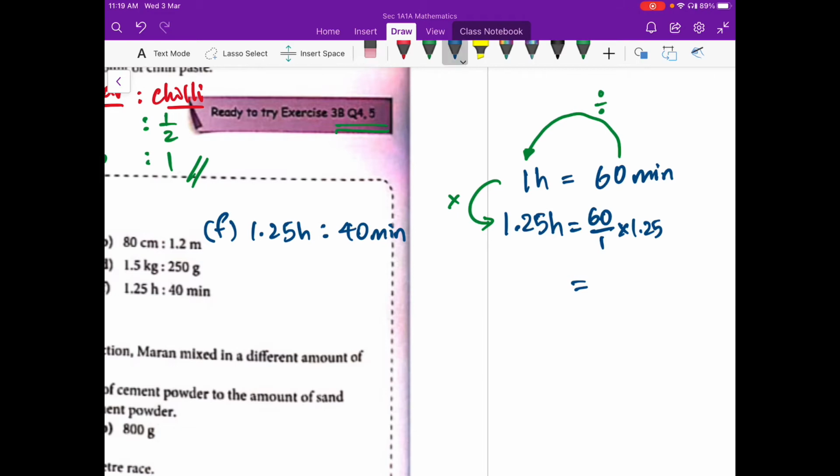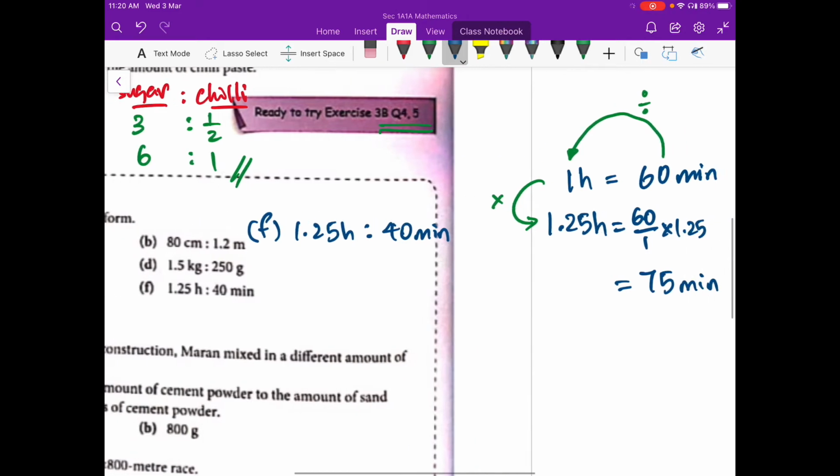You don't have to stress yourself over, wow, 1 hour is 60 minutes, how about that 0.25? 0.25 is how many minutes? Just use this method. So 60 divided by 1 and you multiply by 1.25. Straight away you get 75 minutes. And here we have done the conversion. Back to the question. 75 minutes to 40 minutes. Since the units are the same, calculator time. Ratio 75, denominator 40. Answer 15 to 8.